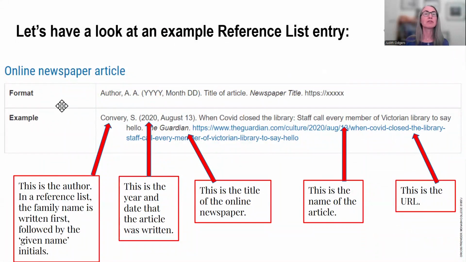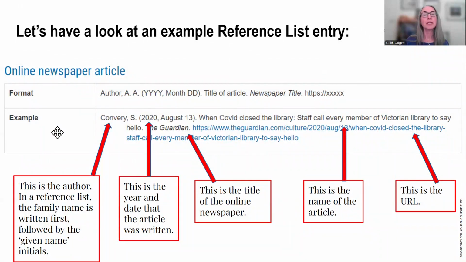The format for an online newspaper article is the author's family name, followed by the initial, which means the first letter of the given names, in brackets the year, the month, and the date, the title of the article, the newspaper title, and the URL.